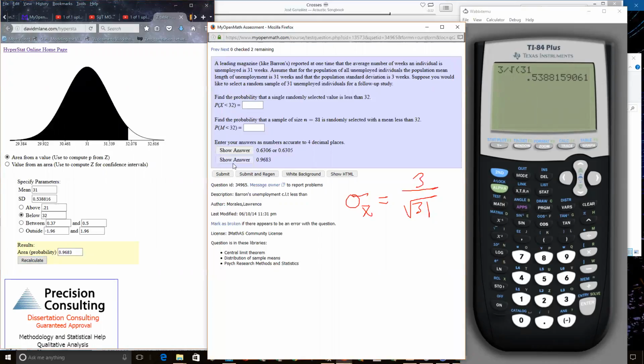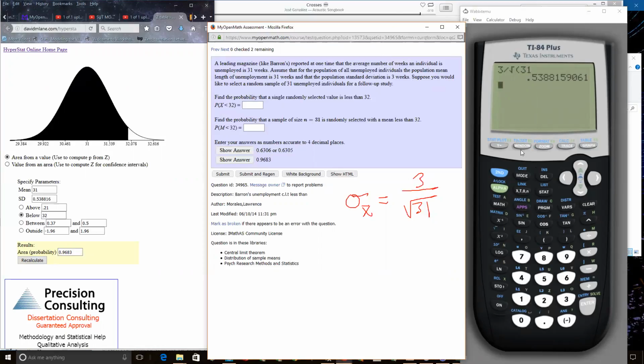What are they saying is the answer? That number. Samples will vary less than the individuals will, and that's why we have a smaller standard deviation. And that'll become important next week when we look at hypothesis testing. So hope that helps you answer this question.